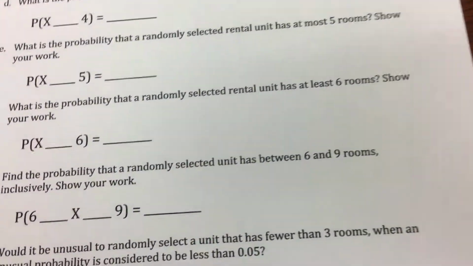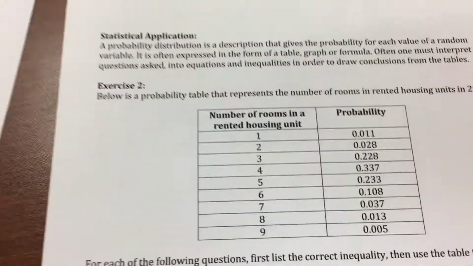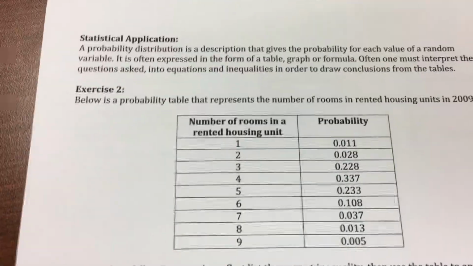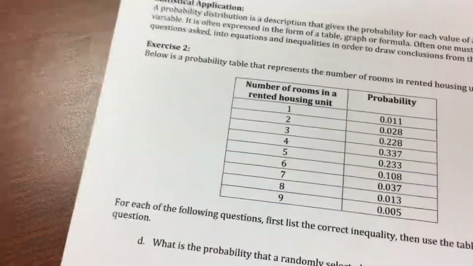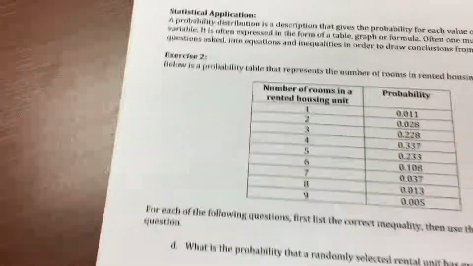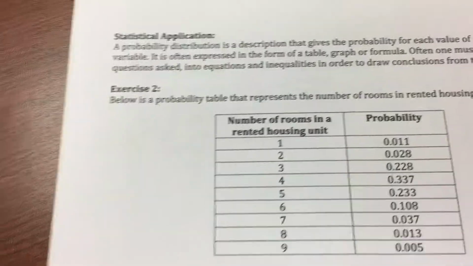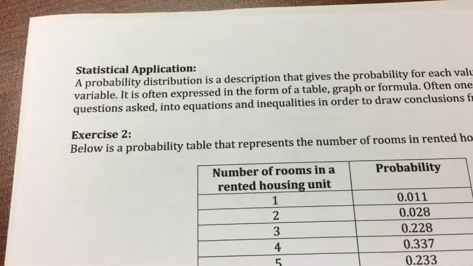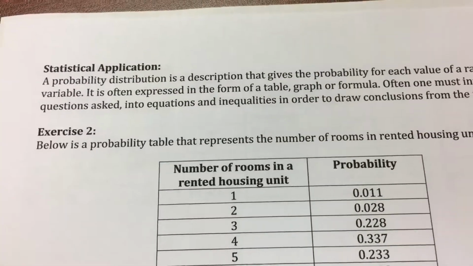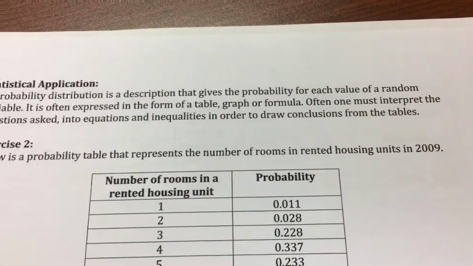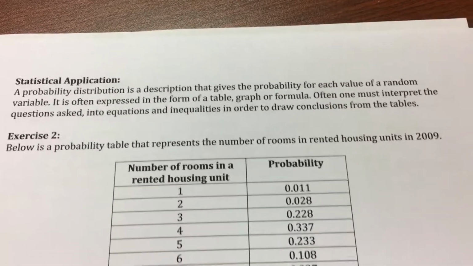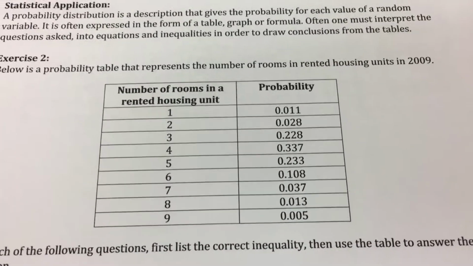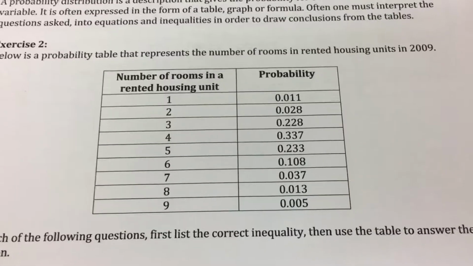Okay, the next page. Now, they have given you a probability distribution, okay? And in this problem, this is the next to the last page. They've given you a probability distribution. It says a probability distribution is a description that gives the probability for each value of a random variable. It's often expressed in the form of a table, graph, or formula. So in our particular one, it's a table.